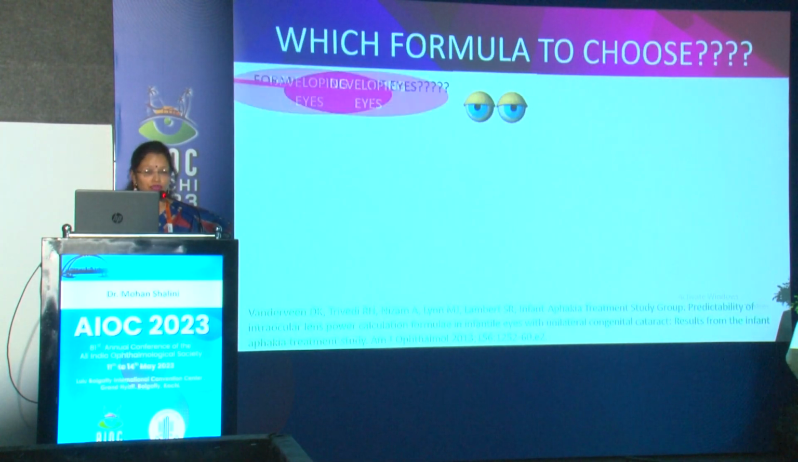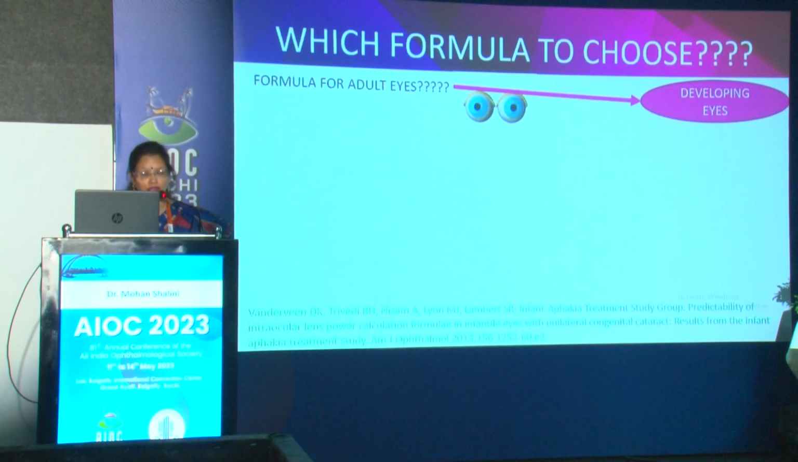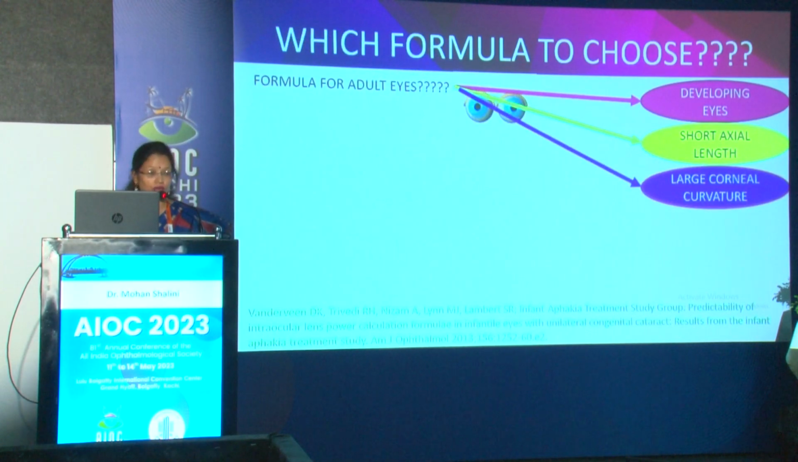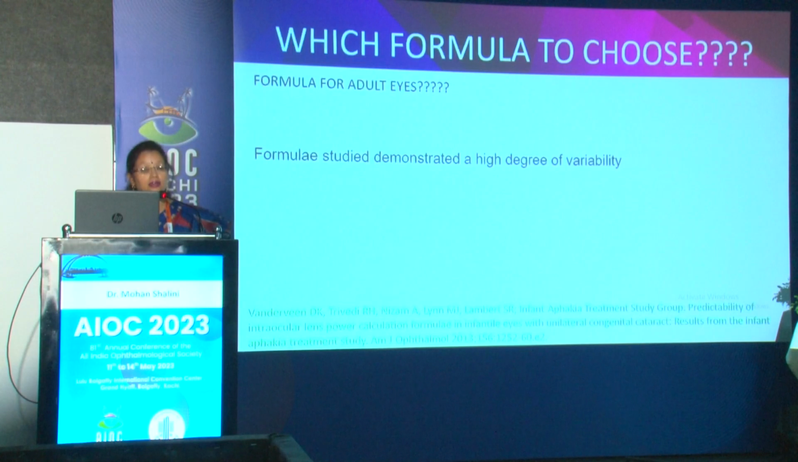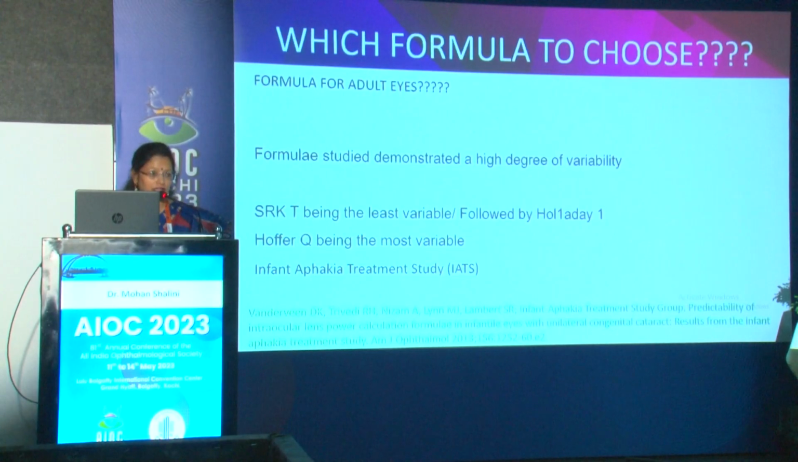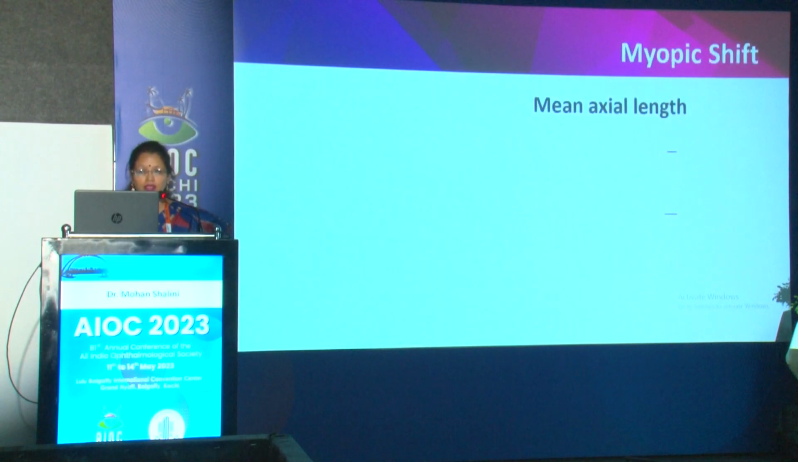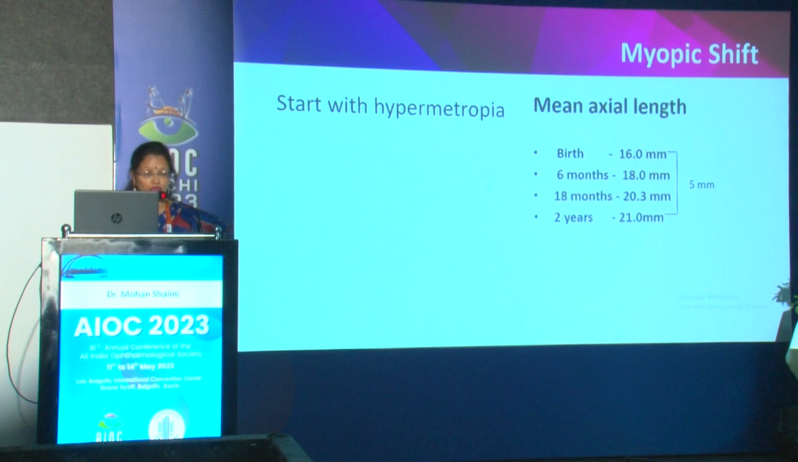Now, the next question arises: which formula to choose? These formulas are for adult eyes, and in children, they are developing eyes. They have shorter axial length and they have large corneal curvature. So in those cases, it has been demonstrated that the formulas show a high degree of variability. The Infant Aphakia Treatment Study is an important study which found that SRK/T and Holladay 1 have the least variable results in children. So those formulas we can use, but Hoffer Q we have to avoid because it is the most variable formula in children.